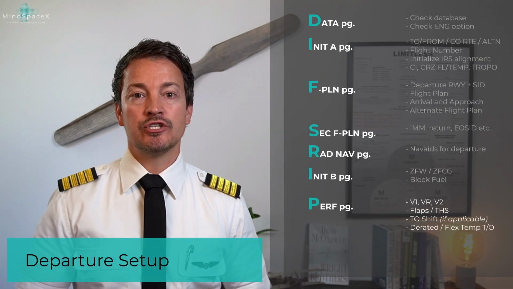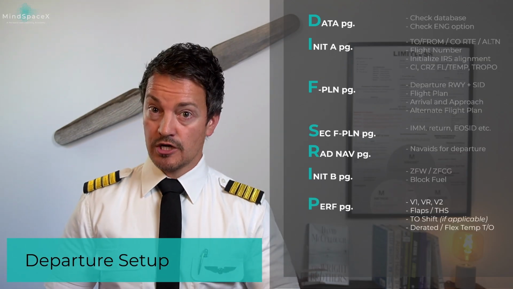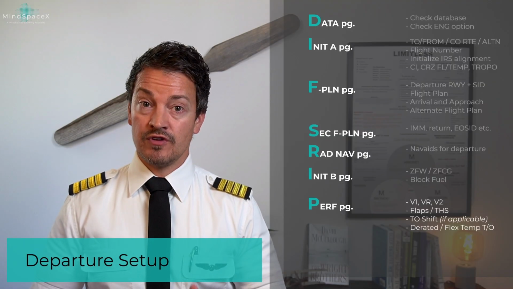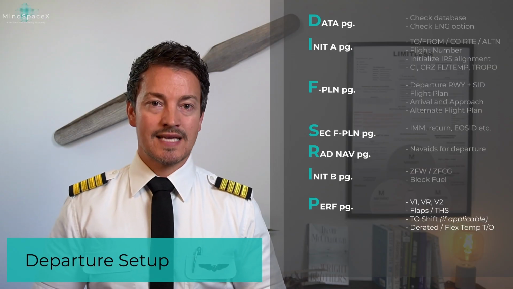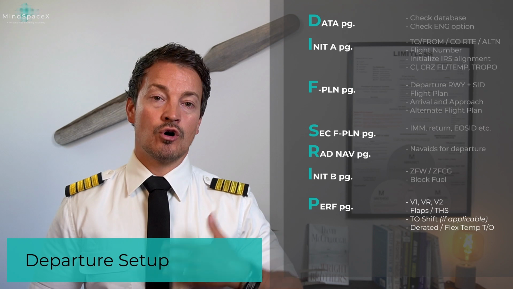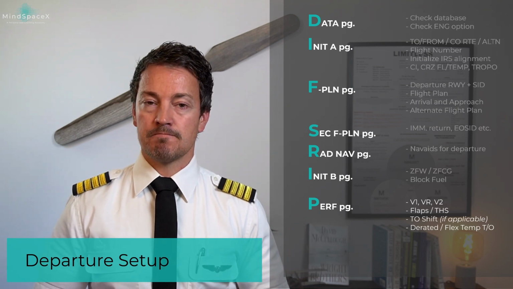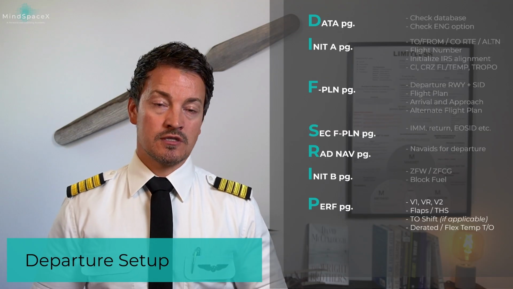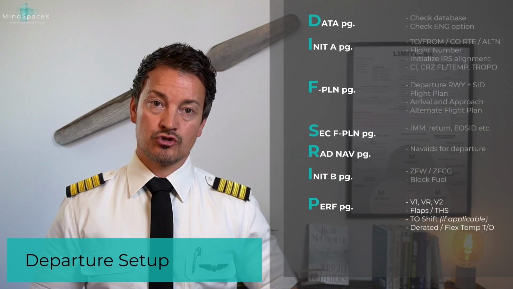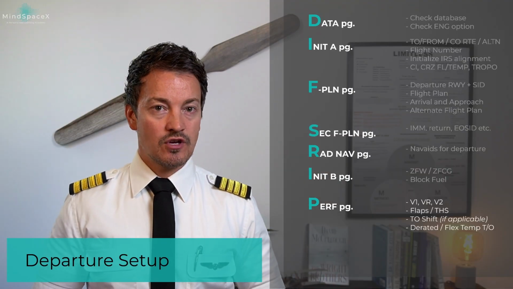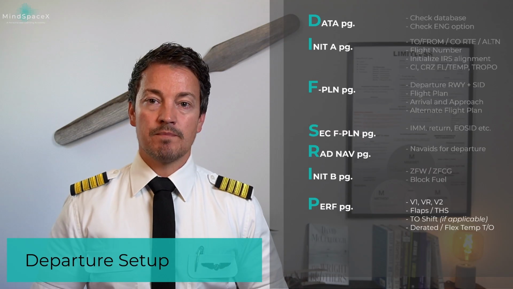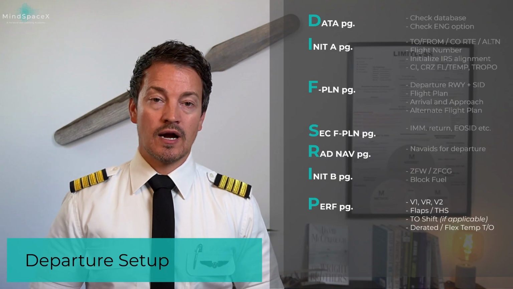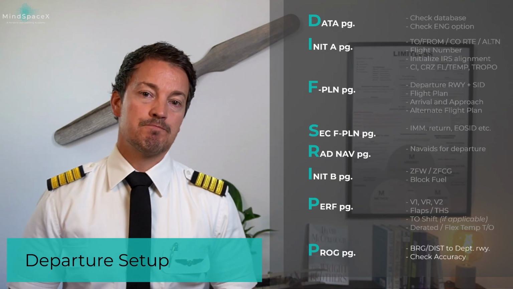The performance pages allow us for departure to set up the takeoff page with V1, VR, and V2 as calculated by the pilots based on the actual conditions outside, the selected flap setting and trimmable horizontal stabilizer setting, the trim setting, any takeoff shift from the runway we're taking off from, as well as derated or flexible values for a less than full power takeoff.